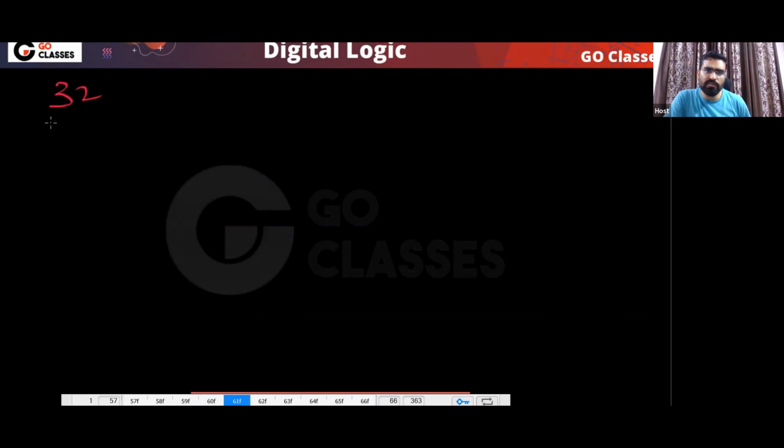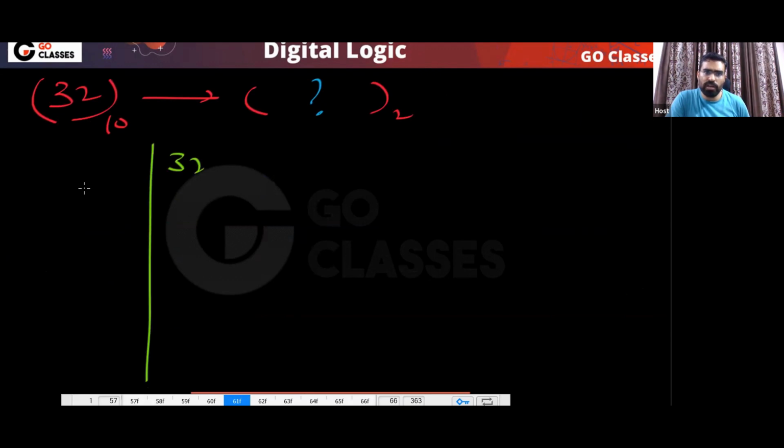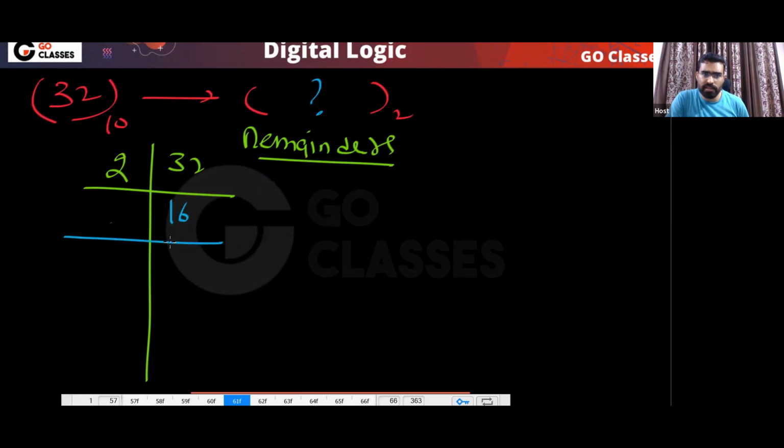So can you try 32? In the binary, what will it become? The idea is very simple. You will divide this 32 by 2, successive division, and you will write remainders here. So how many times will you divide? 16 times you will divide. So this 32 you can divide 16 times, then the remainder will be 0.